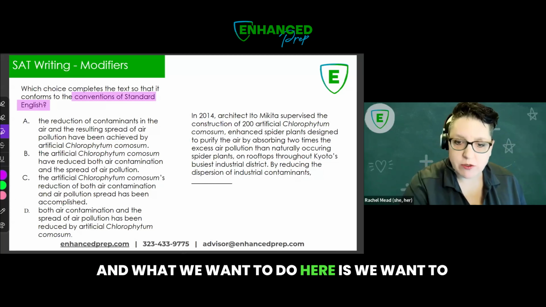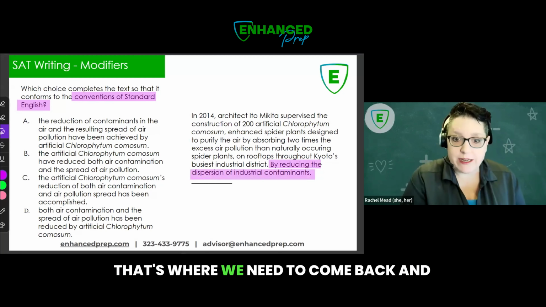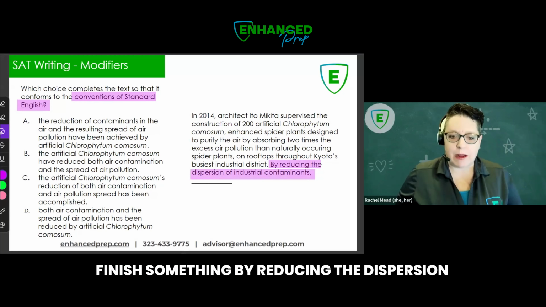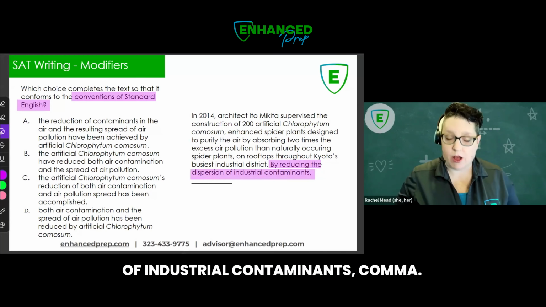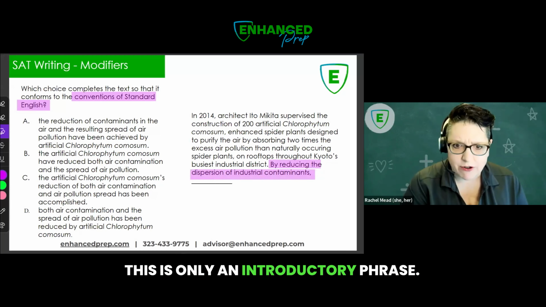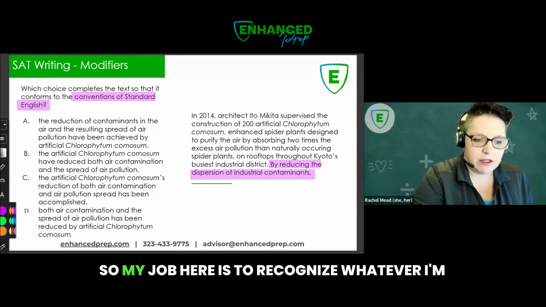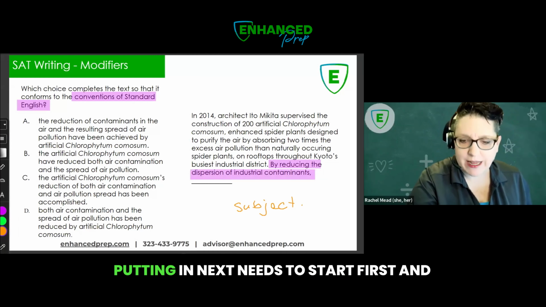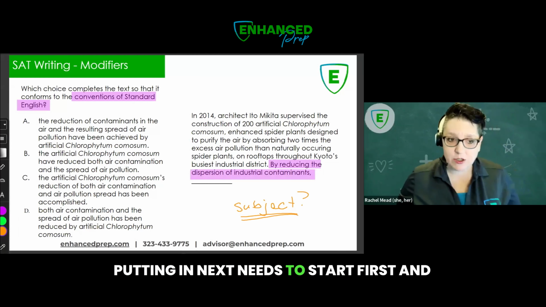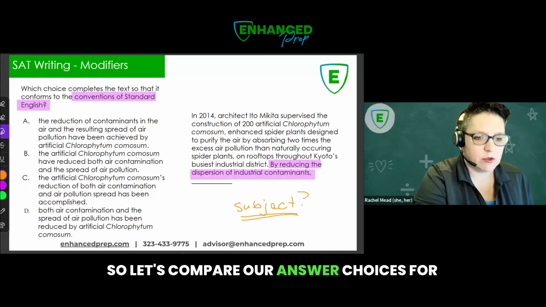And what we want to do here is jump to the very last sentence, because that's where we need to come back and finish something. "By reducing the dispersion of industrial contaminants," comma, this is only an introductory phrase. I do not have a subject yet. So my job here is to recognize whatever I'm putting in next needs to start first and foremost with my subject. So let's compare our answer choices for that.